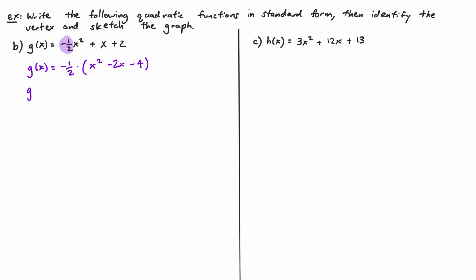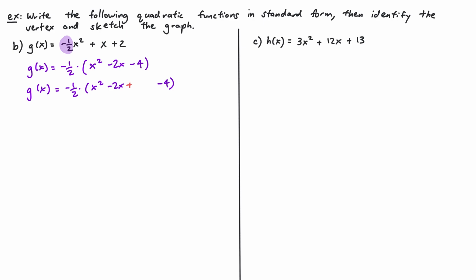So let's copy down our polynomial again. We have g of x equals negative 1/2 times x squared minus 2x. I'm going to leave myself a little bit of space before I write the minus 4 at the end. So now what we want to do is complete the square on the x squared minus 2x. We want to add a number to this so that we can factor it as a square.